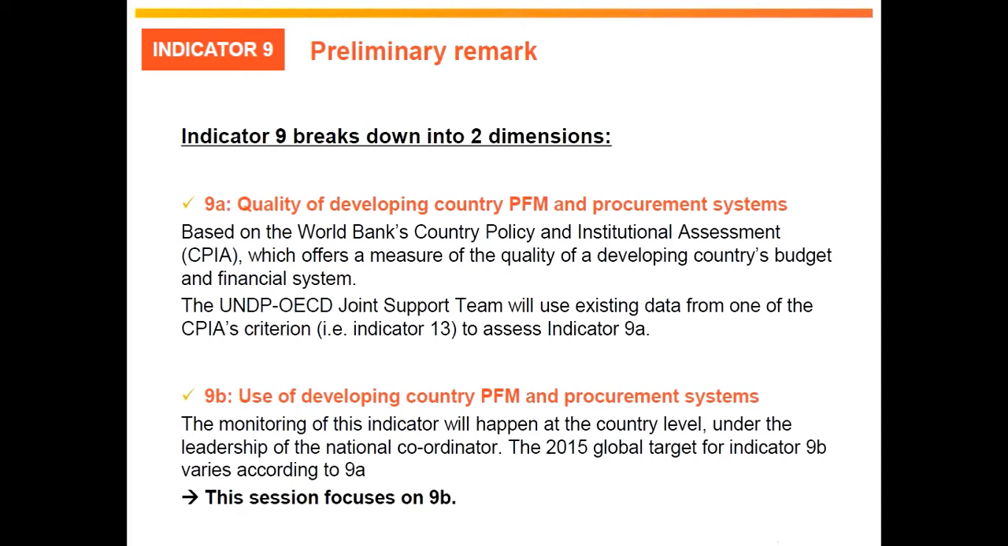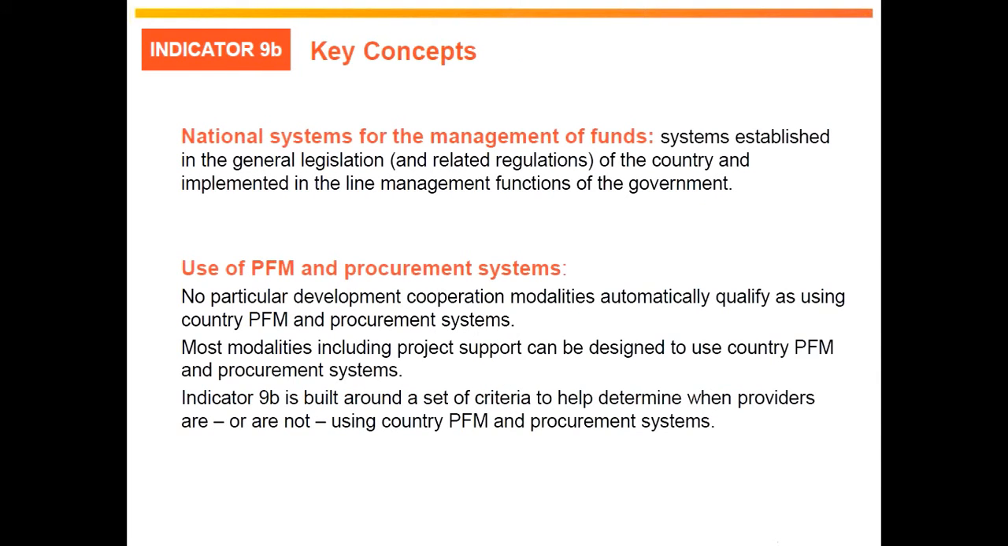The focus of the measurement at the country level is on 9B, which tracks the use of developing country PFM and procurement systems by development cooperation providers in disbursing, in transferring these resources to the country. The targets were set for 2015 in a different way, distinguishing those countries that already have good country systems, scoring high in the CPIA. For them, a reduction in the gap of 2/3 was expected when the quality of the PFM systems is equal or above 5. For those countries whose country systems are still being strengthened, the gap was expected to be reduced by 1/3 by 2015.